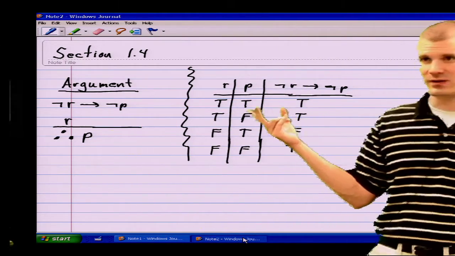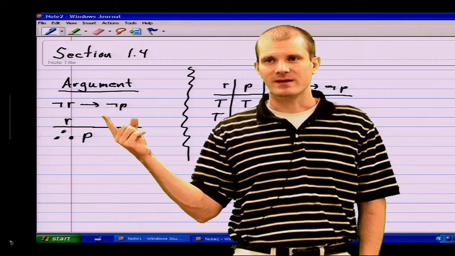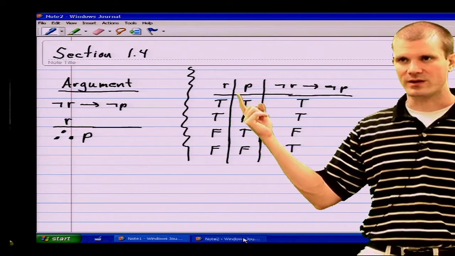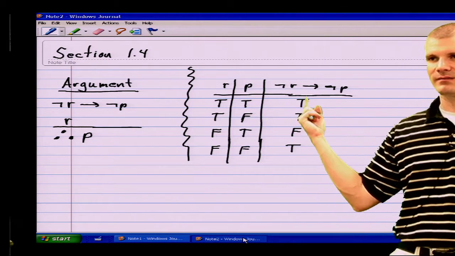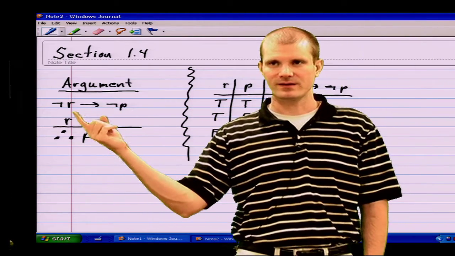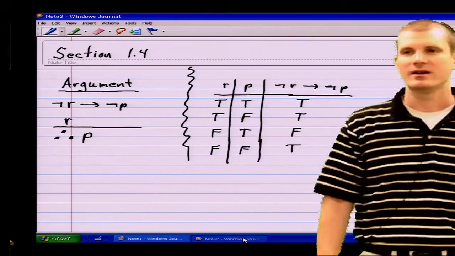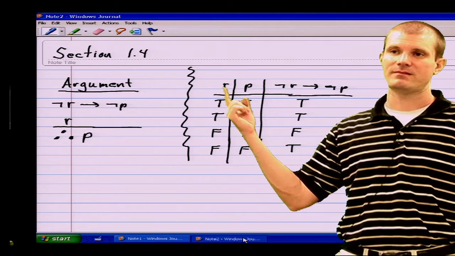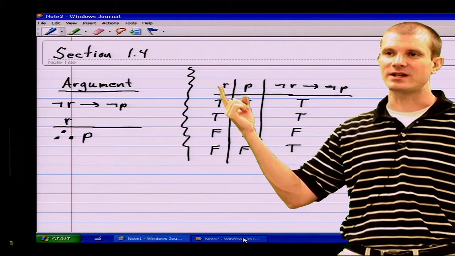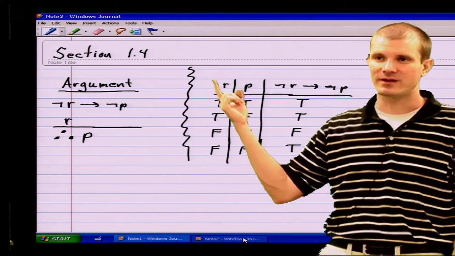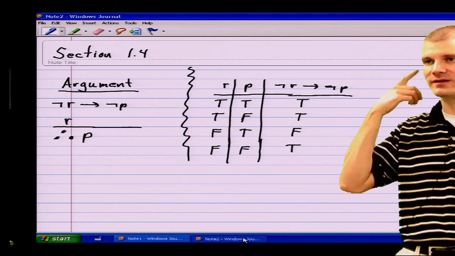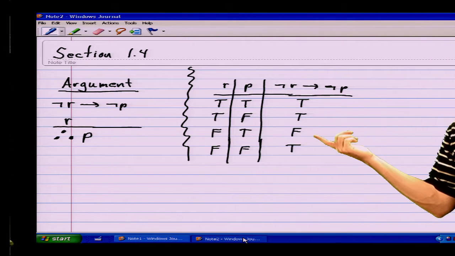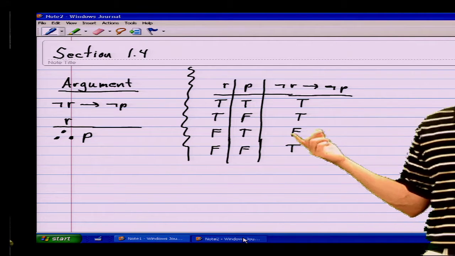So I went through, there's only two different statements in the argument, R and P, so those are my first two columns, and then my third column is this statement right here. If you had R, P, and Q, you'd have to have three different columns, which would give you 8 rows, as I showed you in a previous video. So from the truth table, it's relatively easy to determine whether or not the argument is valid.